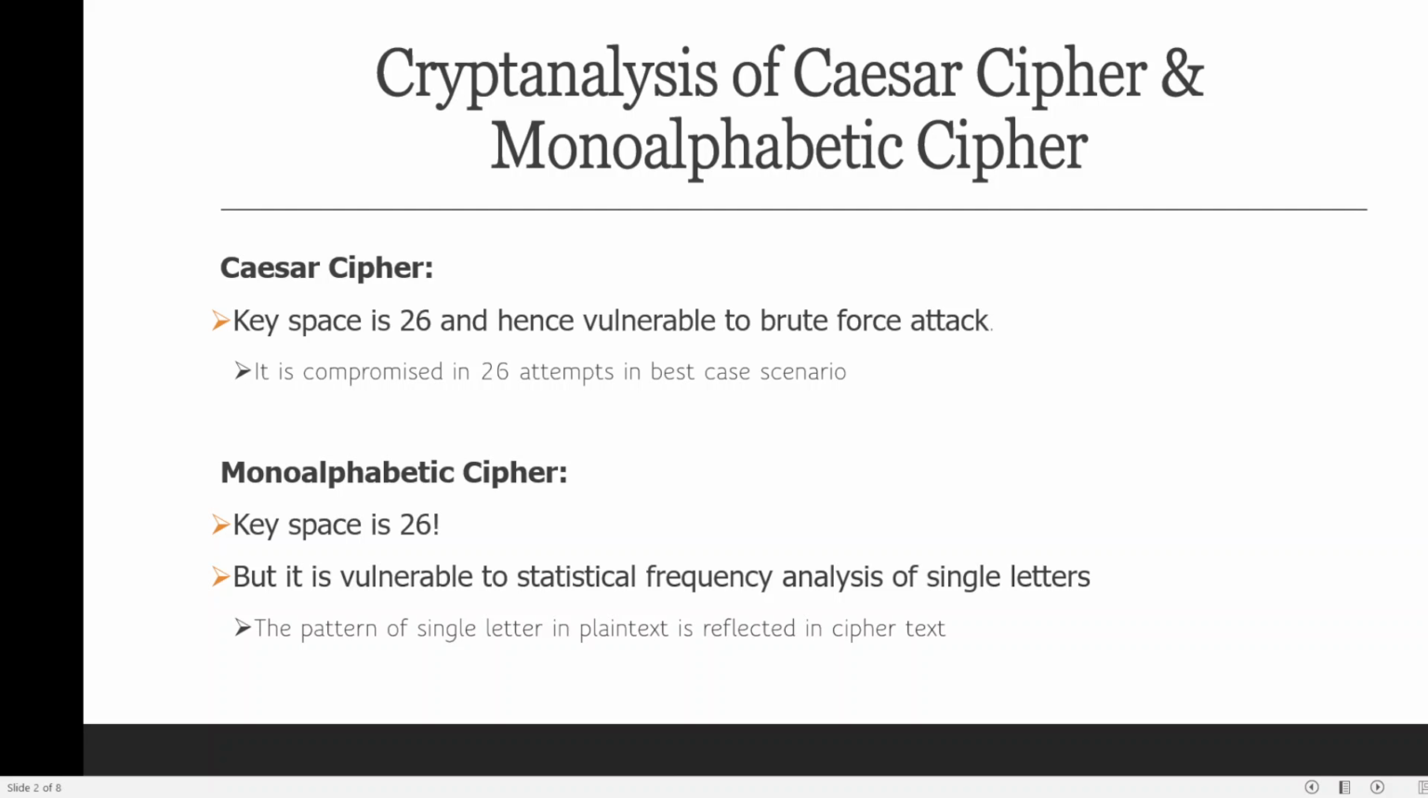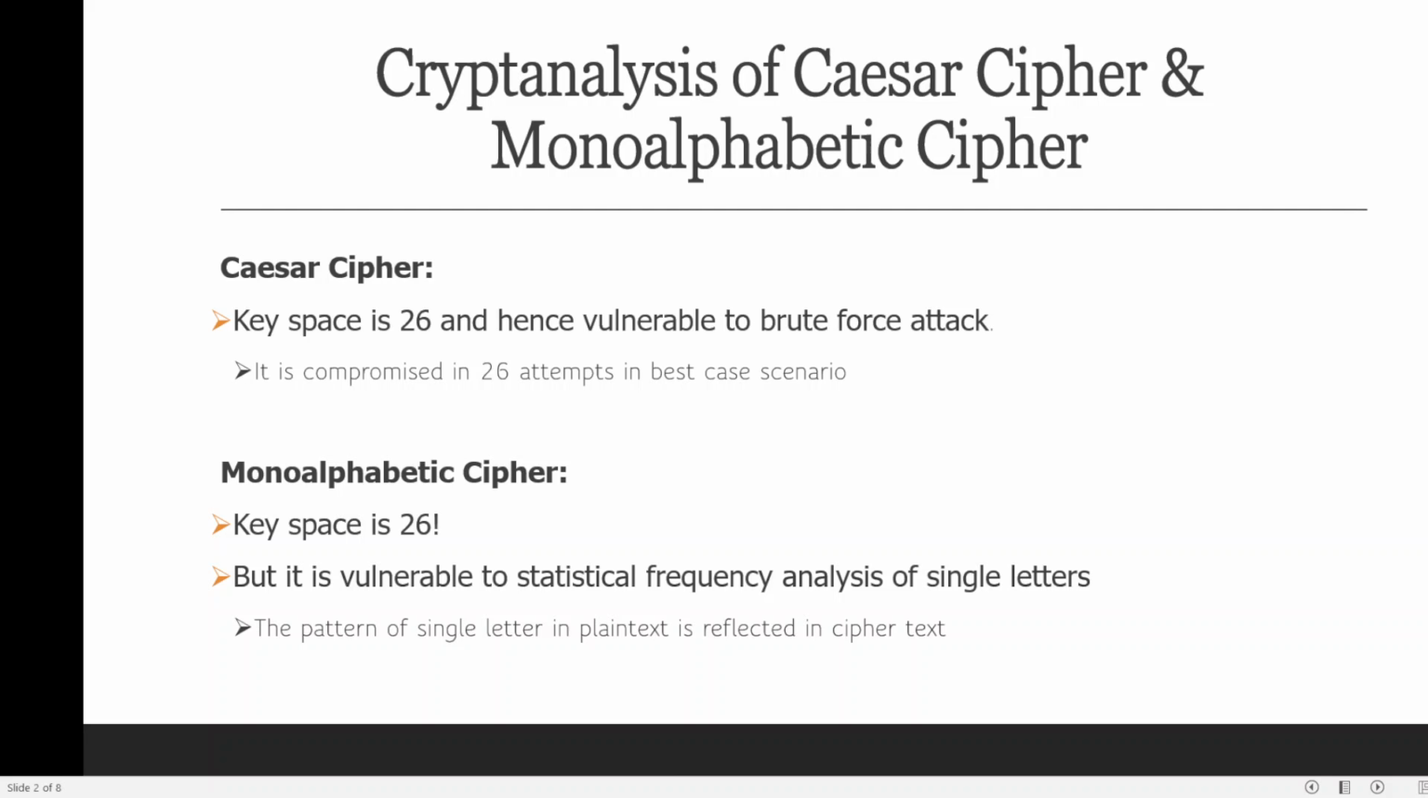In case of Caesar Cipher, the key space is very limited. It is only 26. Hence, you can easily break that Caesar Cipher using brute force attack, that is, only in 26 attempts in the best case scenario. In case of monoalphabetic cipher, the key space increases vastly. It is 26 factorial. It is very, very huge.